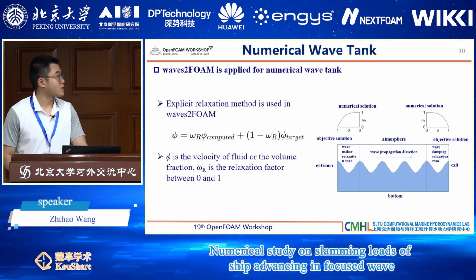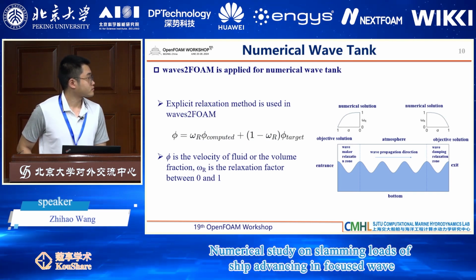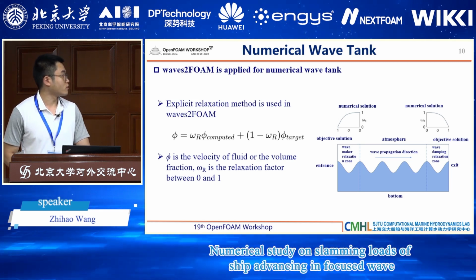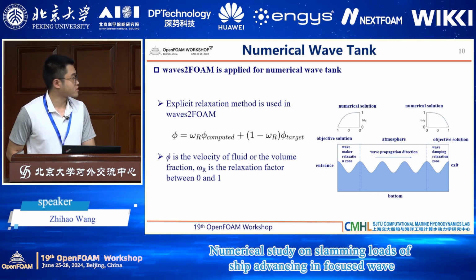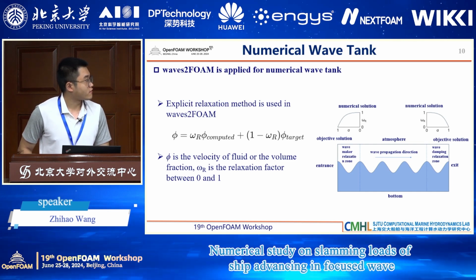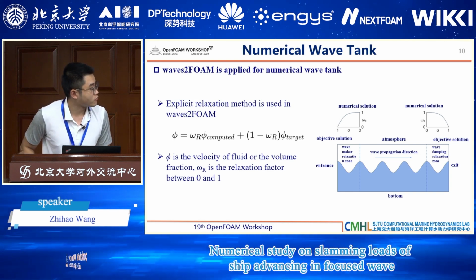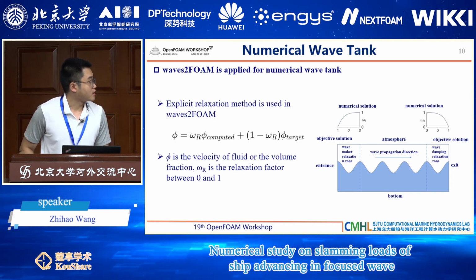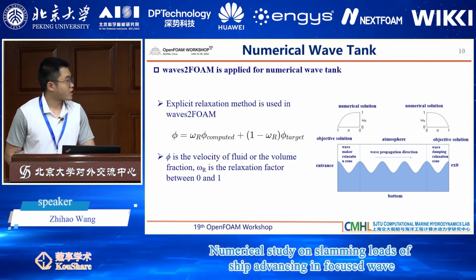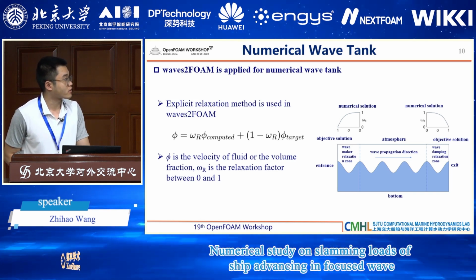And waves2Foam is used for the numerical wave tank. It's using an explicit relaxation method. In this equation, phi is the velocity of fluid or the volume fraction, and omega r is the relaxation factor between 0 and 1. The picture simplifies how waves2Foam gives us a numerical wave tank. It has a wave maker relaxation zone and a wave damping relaxation zone. In these relaxation zones, it starts from an objective solution and evolves into the numerical solution.